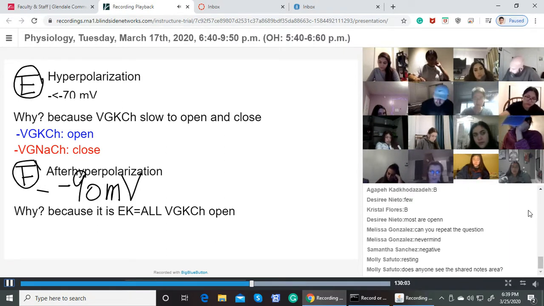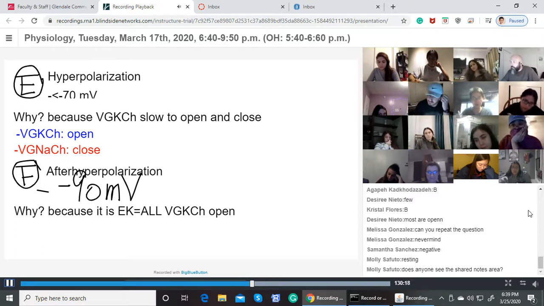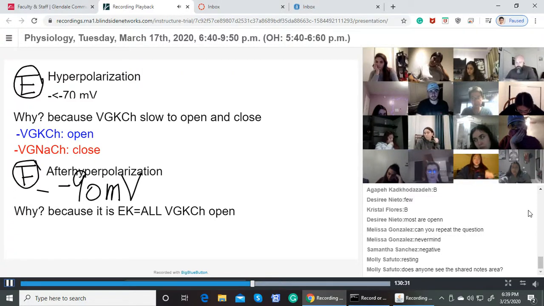Now, let me ask you a question. See if you understand all this. How come the action potential never reaches ENa, but it can reach EK? Isn't it because of the sodium potassium pump?